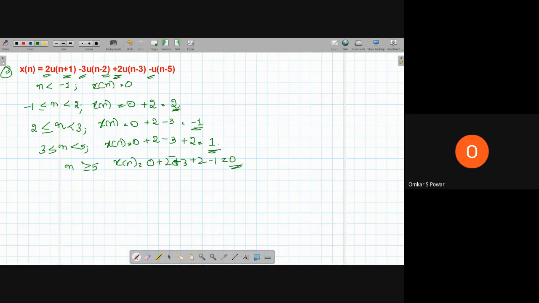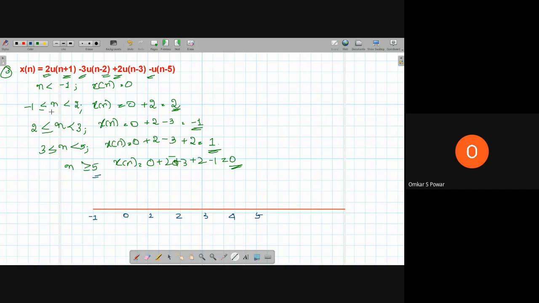Now, while plotting, please be careful for discrete. Don't be overconfident here. So what you have to do is first write what are the values you have to plot. So let us write. So it starts from minus 1 and it ends at 0. So minus 1, 0, 1, 2, 3, 4 and 5. So now let us plot it. So n less than minus 1, the value is 0, no need to plot.